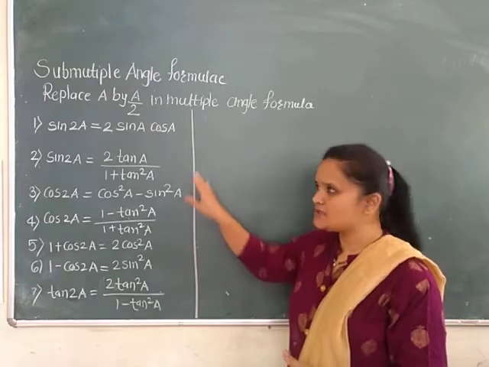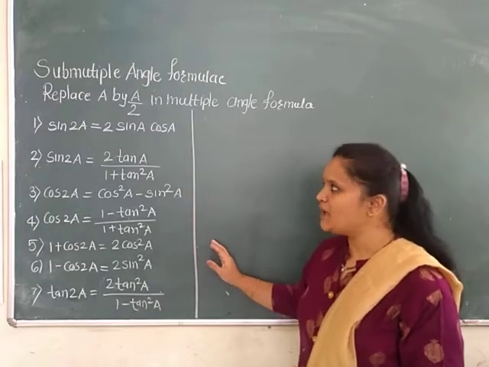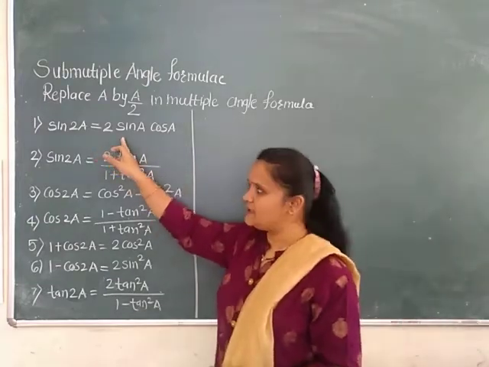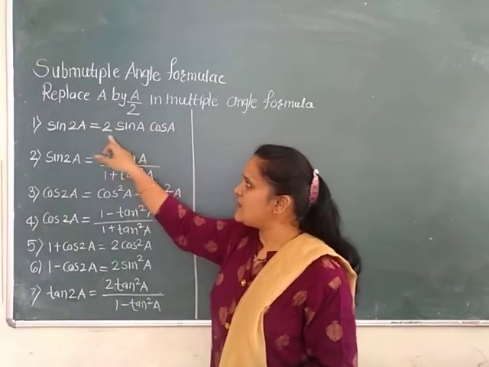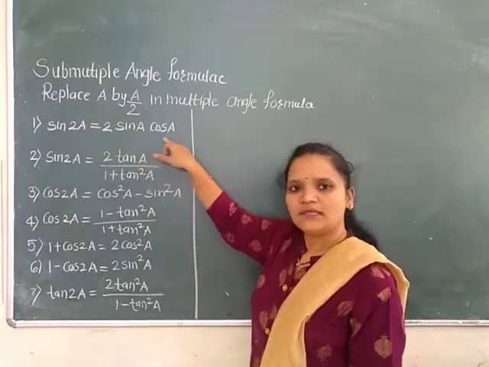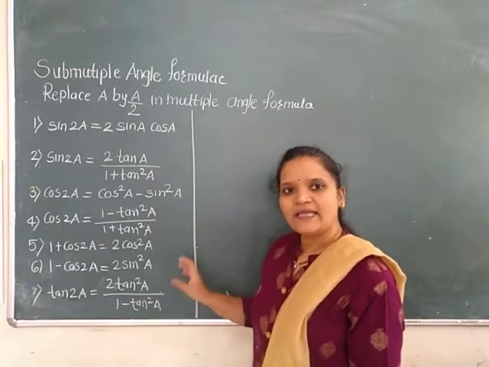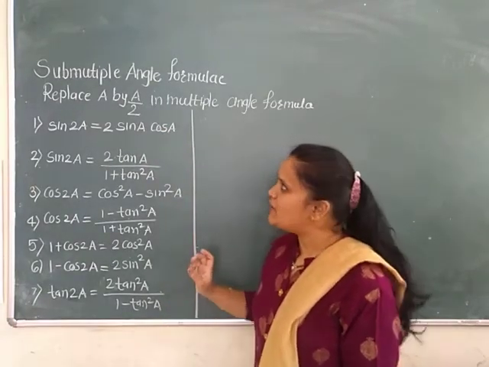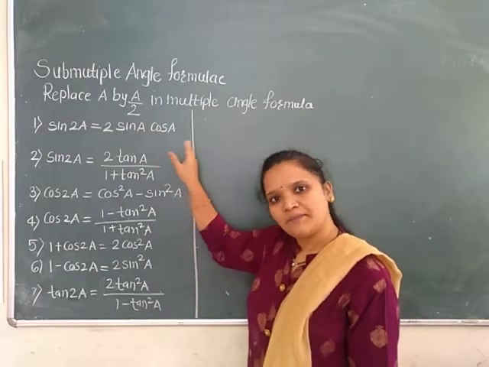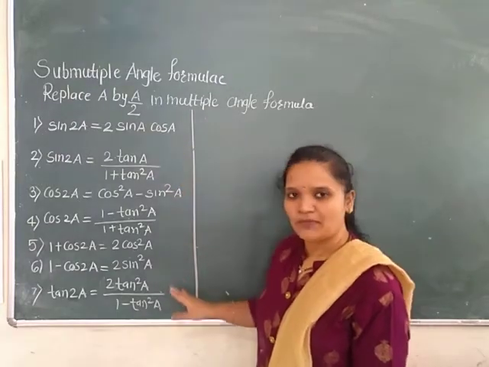I have written here some of the multiple angle formulas. Now this formula we have done in the last lecture. Sin 2a is equal to 2 times sin a into cos a, and in this way I have written all the formulas with angle 2a here. Now we are going to derive some sub-multiple angle formulas from these.